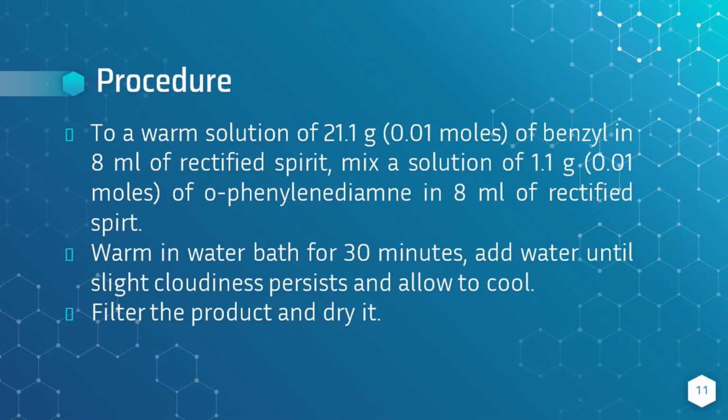Now let us see the procedure. First we have to weigh 2.1 gram of benzil and dissolve it in 8 ml of rectified spirit. Warm this solution. In another beaker, weigh 1.1 gram of orthophenylene diamine. Again dissolve it in 8 ml of rectified spirit. Then mix both these solutions.